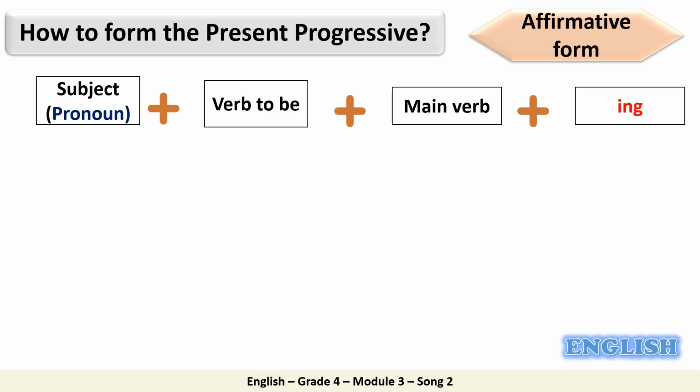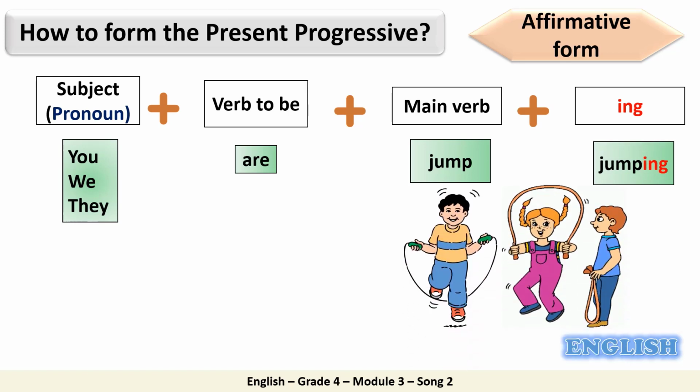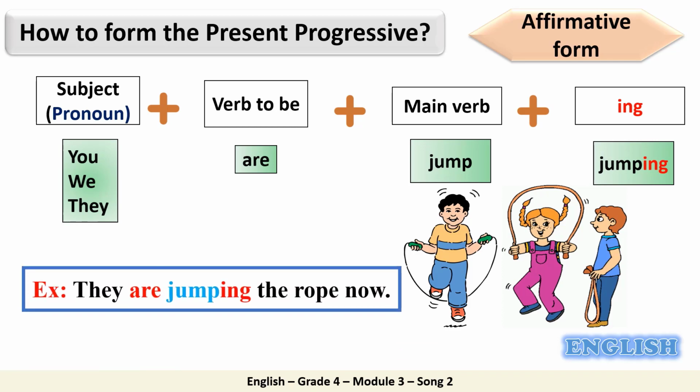Finally, the pronouns you, we, and they. And the correct form of verb to be that comes with you, we, and they are. Excellent. Then we're gonna add the main verb, for example, jump, and finally the ing. Let's see our sentence. Look at this picture. What are they doing? Excellent! They are jumping the rope now.